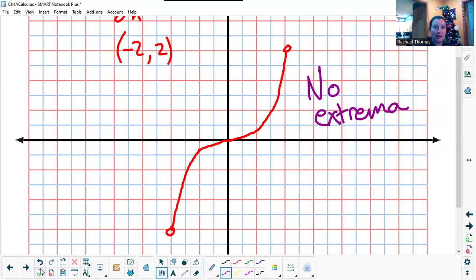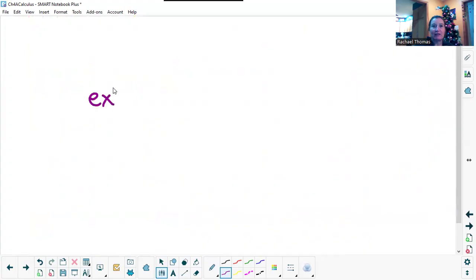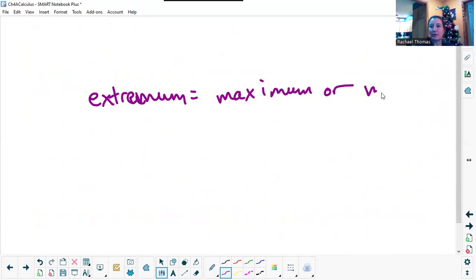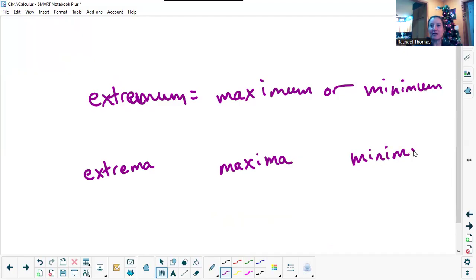An extremum, by the way, it's a fun vocabulary lesson. Extremum means a maximum or a minimum. In the same way that you might use the word sibling to mean either sister or brother, or spouse to mean either husband or wife, extremum, maximum or minimum. And so a plural, extrema, if I have more than one extreme value that I'm talking about, they are extrema, which means if I have more than one max point, I'm going to call them maxima and minima. Those are the technical plurals for those words.